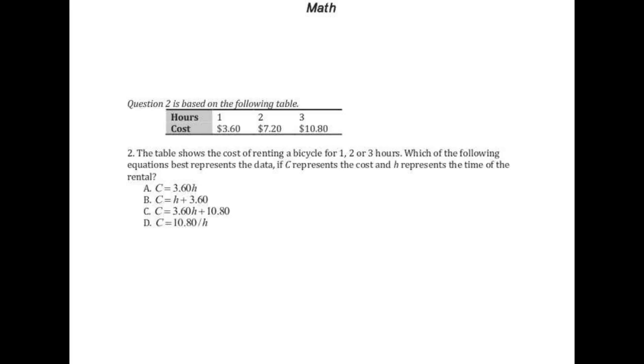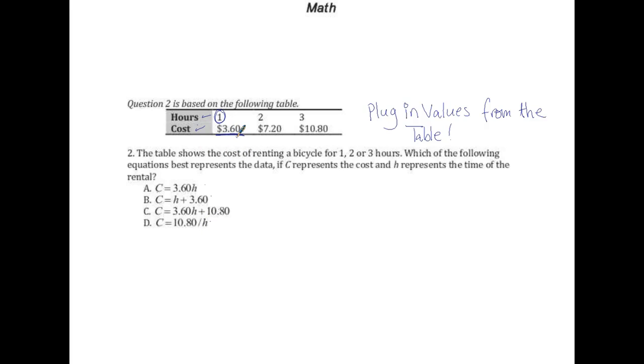Question 2 is based on the following table. We're given the number of hours and cost of renting a bike for 1, 2, and 3 hours. Which of the following equations best represents the data if C represents the cost and H represents the time of the rental? So we're going to plug in values from the table. I will use 1, since 1 is the easiest, and plug it in every single equation to see which one is going to give me 3.60 for the cost.